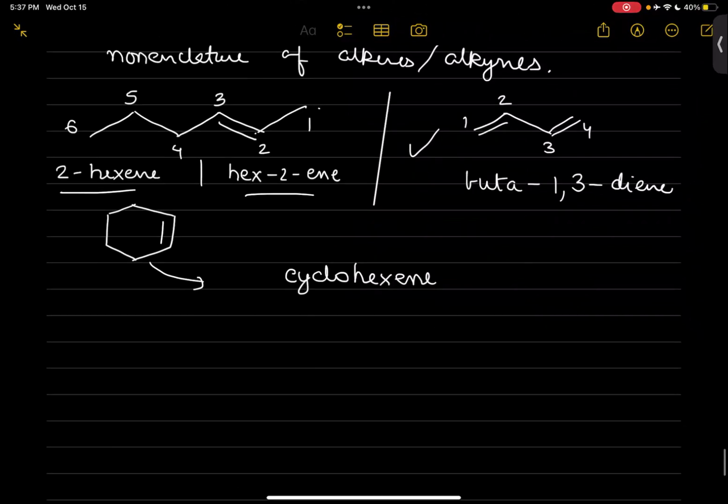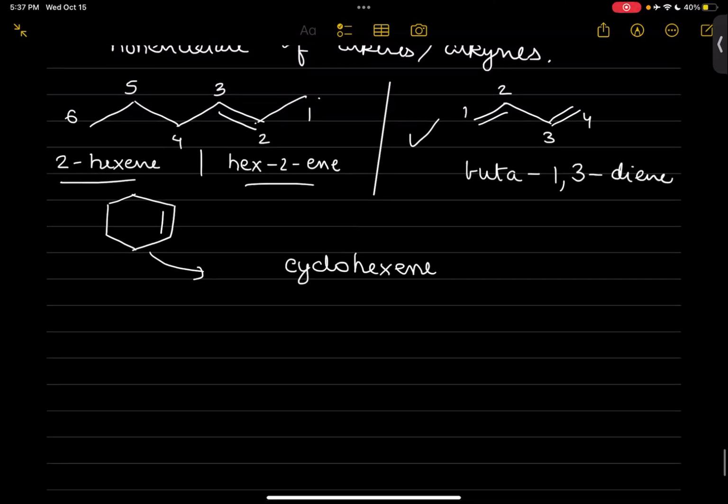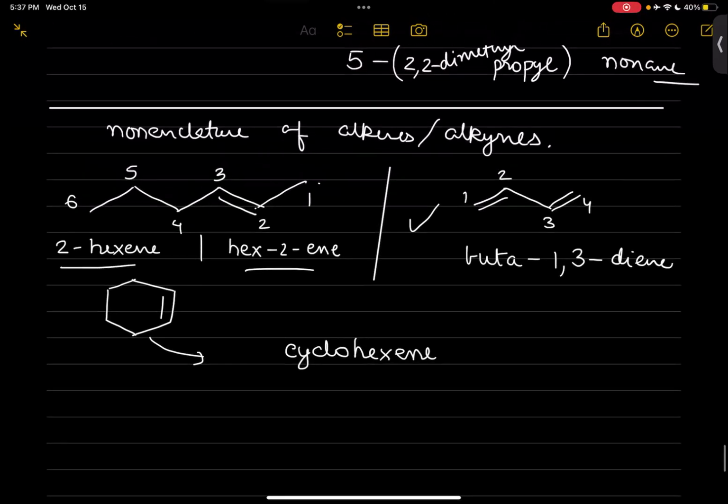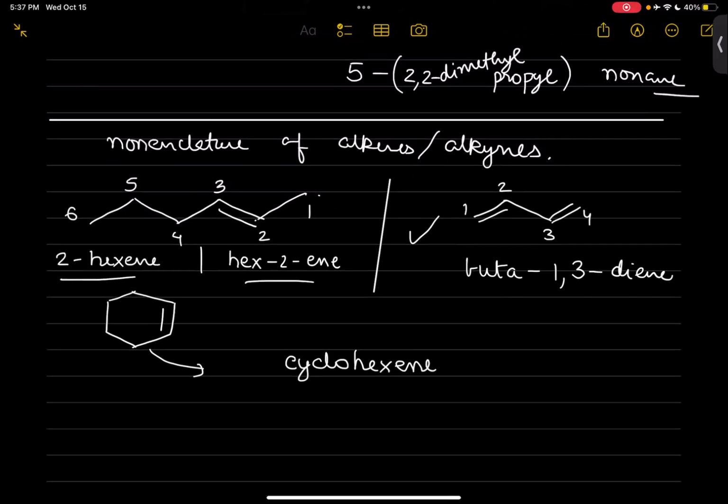So numbering, from which end should we start the numbering? What does the rule say? Closest to the double bond or substituents. Sometimes there is a competition between them. Should it be closest to the double bond or closest to the substituent? Got it? That's what we need to discuss.